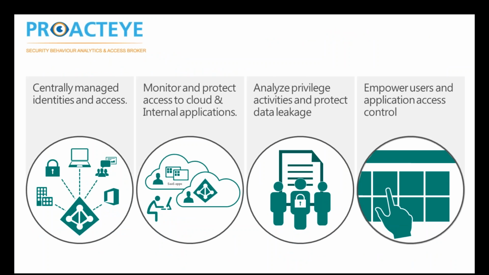Now, the solution we've come up with is a product called ProAti, which is a security behavior analytics and access broker. It centrally manages identities and access. It monitors and protects access to internal and cloud applications. It analyzes privileged activities and protects against data leakage. And it empowers the users and application access control. We're going to go into different modules of ProAti to see how this is done a little later.